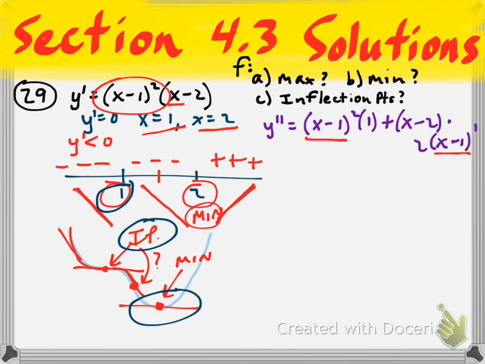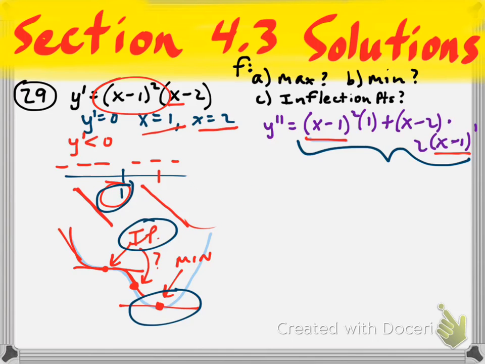And we can't just assume it's at 1.5, so let's take a look. Y double prime, I use the product rule to find y double prime. First times the derivative of the second plus the second times the derivative of the first. So check that out if that's something that had bothered you. I'm going to erase a little bit of this sign chart over here just so I can clear some space.